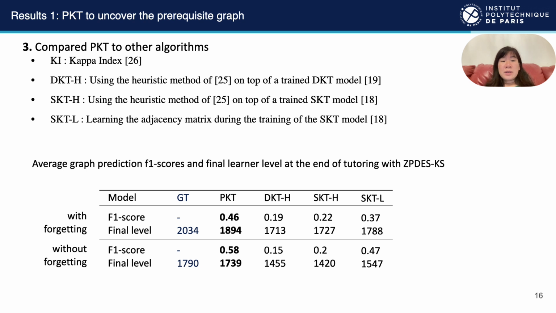So if the ground truth of the knowledge structure is known, then we have the highest score. But if it's not known, then we can see that our algorithm PKT gives the highest scores in terms of F1 score and of final level for the student. And this is true both when the learner forgets between exercises and without forgetting.